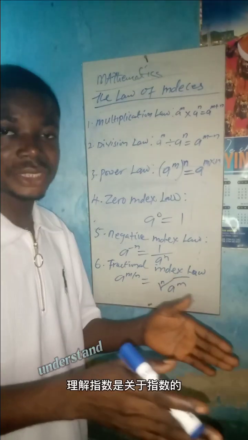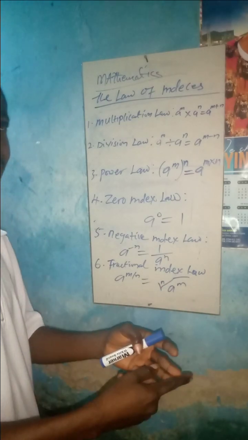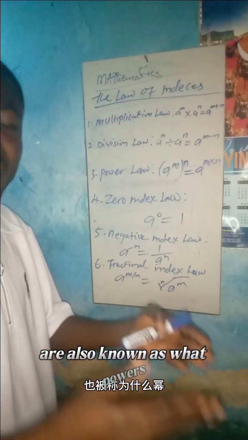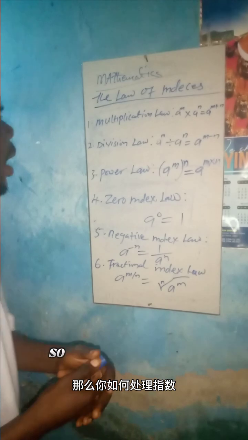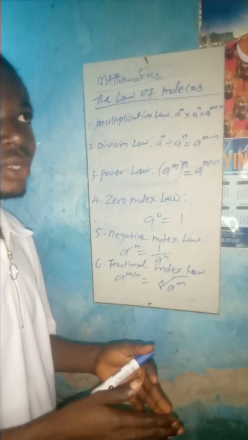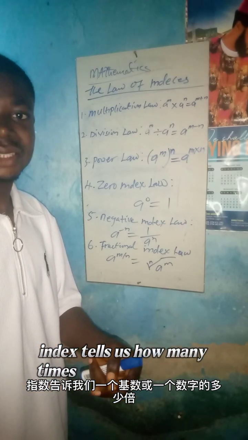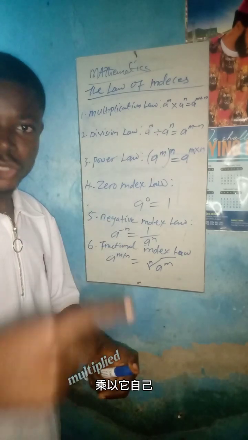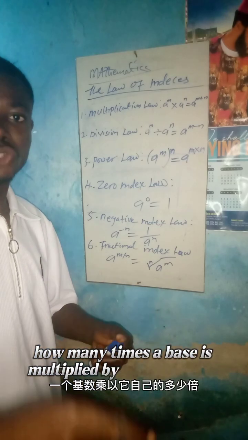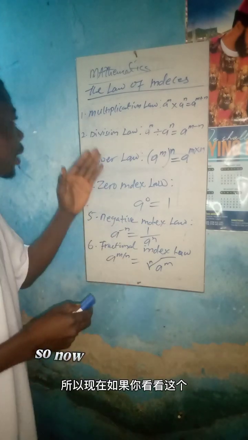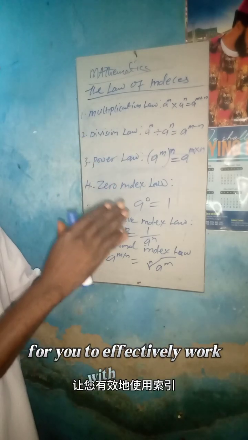First of all, you need to understand what indices is all about. Indices, which is the plural of index, are also known as what? Powers. They are also known as what? Powers or exponents. So, how do you handle indices? Index tells us how many times a base or a number is multiplied by itself. How many times a base is multiplied by what? By itself.